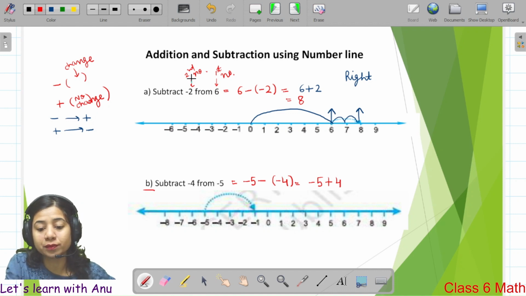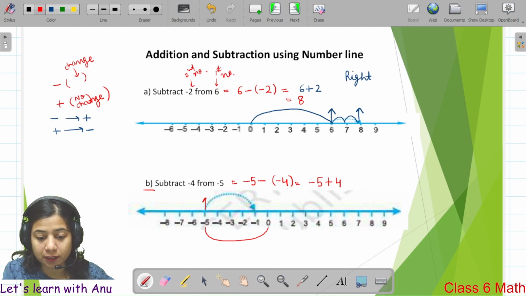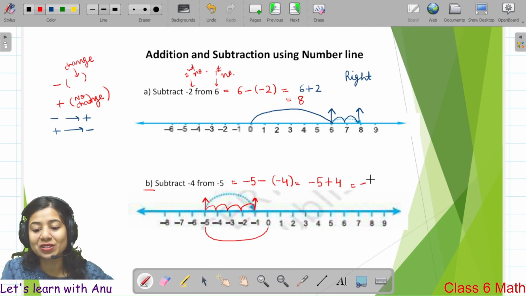Now let's jump to the first number, that's -5. From 0, I'll jump to -5. This is my first number. Then it's +4. +4 means 4 steps in the right direction. 1, 2, 3, and 4. So the answer comes out to be -1.